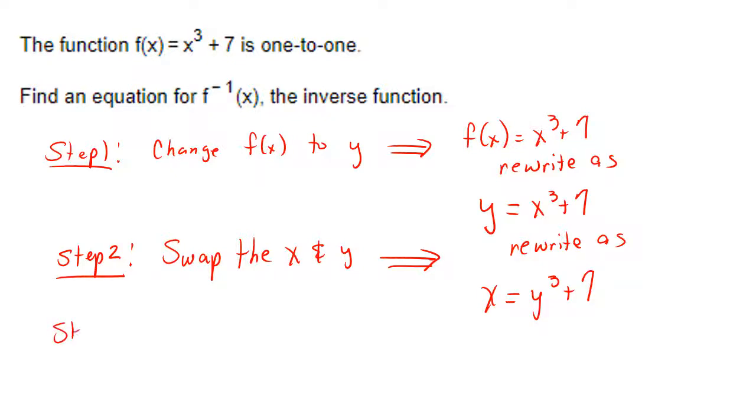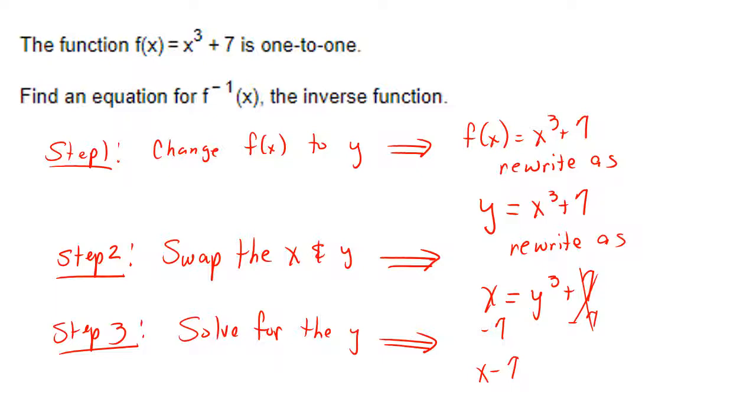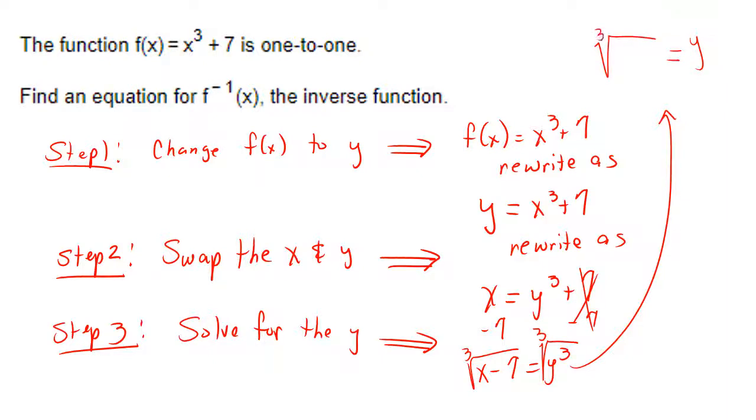Then the last step would just be to solve for the y. Notice the y has now been moved. So I would subtract 7 on both sides of the equation. I get x minus 7 equals y to the third. Then to get y by itself, I would take the cube root of both sides of that equation. So I end up with y equals the cube root of x minus 7. Now this cube root of x minus 7 is the inverse.